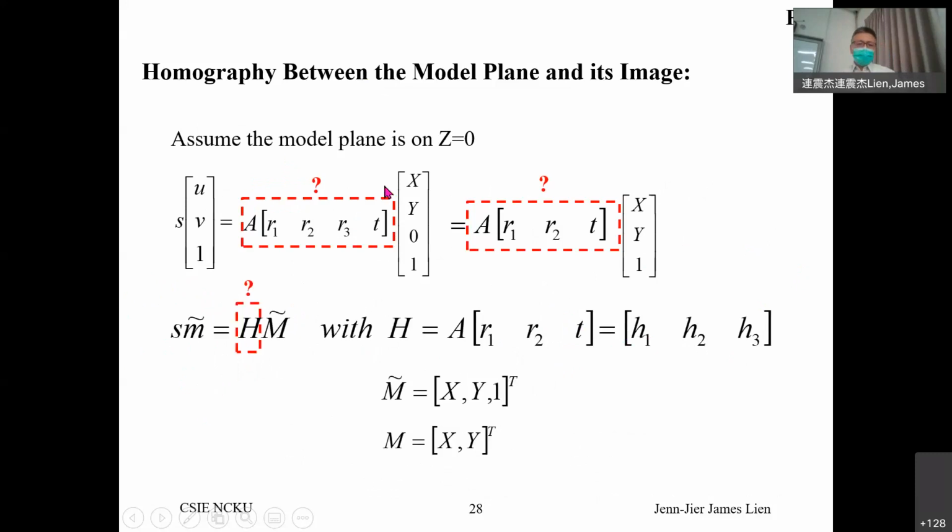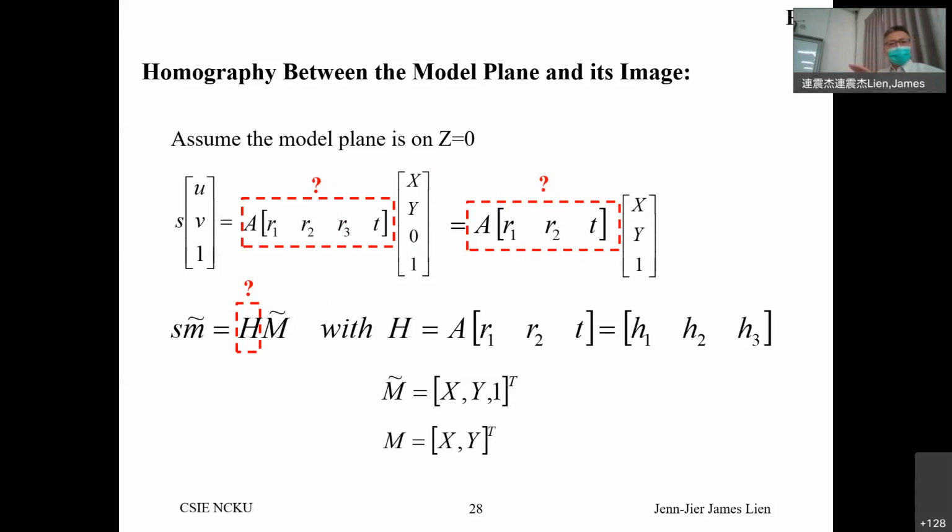Because this is a plane, z will be equal to 0. So we don't need to care about the R3, the z rotation. It becomes this one. But we can recover R3 based on R1 cross R2.